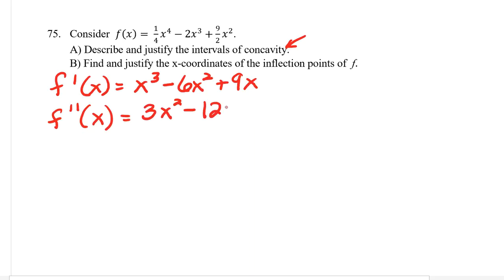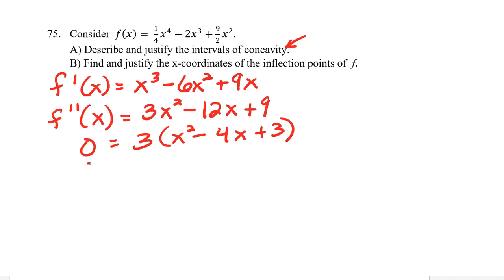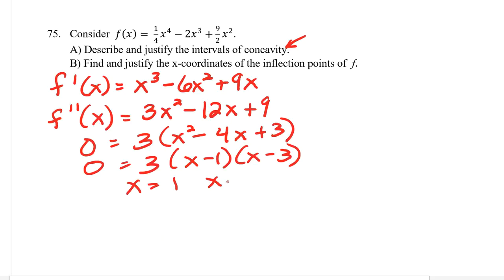So we'll have a negative 12x plus 9. And we're not going to call these critical numbers. Critical numbers come from the first derivative, but we are going to find out where the second derivative changes signs. So we do want to factor it, and it factors very simply, x minus 1, x minus 3. And those are both single zeros, so we expect that the second derivative changes sign at both of those.